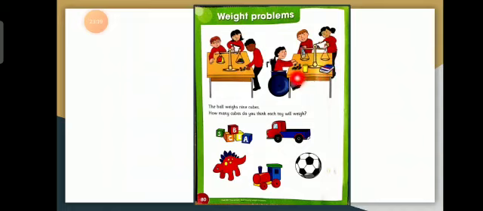Here they are using cubes. Here they are using the marbles also. These are also the cubes, and here they are going to measure the weight of bottles, and here they are going to measure the weight of the football. At the end they said the ball weighed 9 cubes. Okay, this one ball, its weight is equal to 9 cubes.